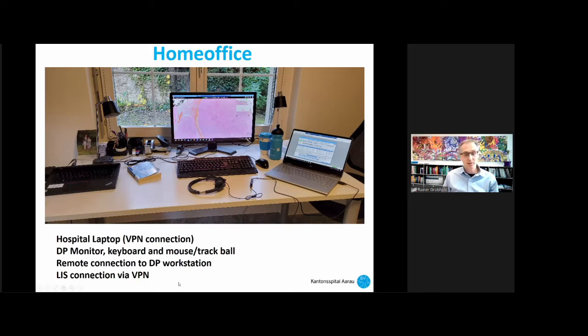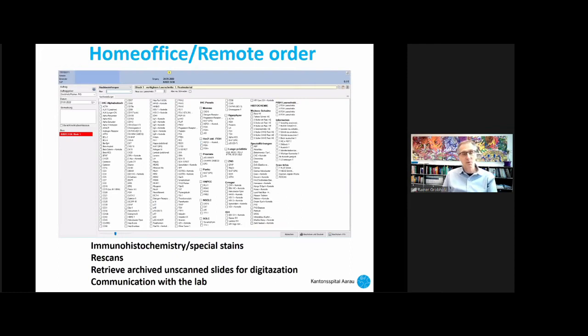We can't have so many licenses because every license costs us a lot of money. So what we can do is, via VPN, have a remote connection to our workstation, and that works very fine and very, very fast. And also we have the LIS connection via VPN. So we are able to really review all the cases and also have a dictation module to sign out the cases. Also with this one, we can communicate with the laboratory: order additional stains or order rescans, or have some basic communication in terms of, I need an extra step section, or please remove bubbles, or whatever.